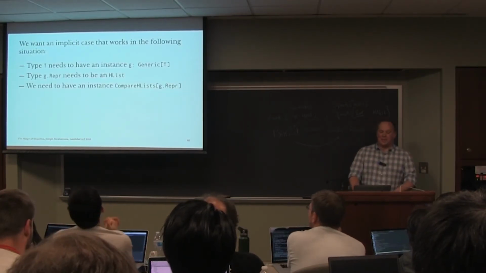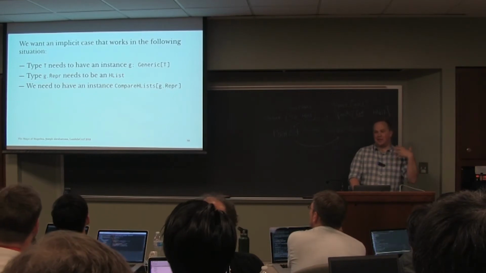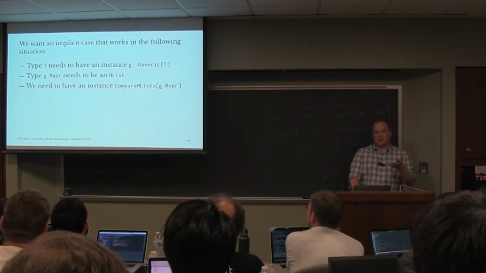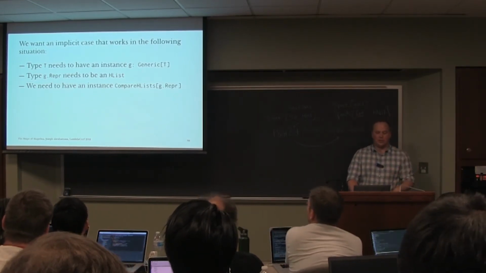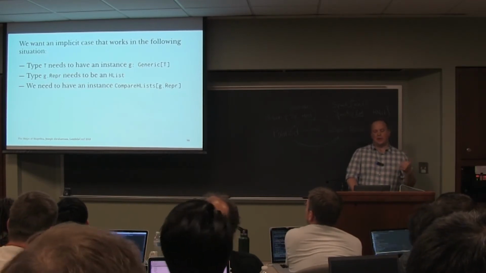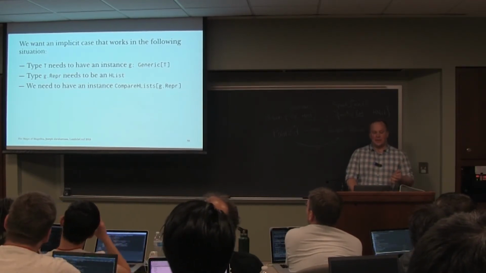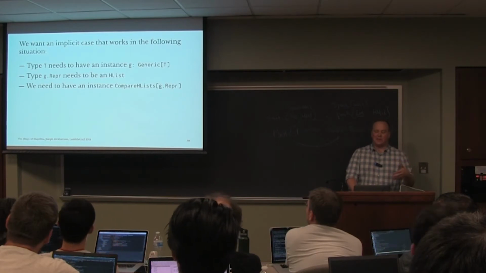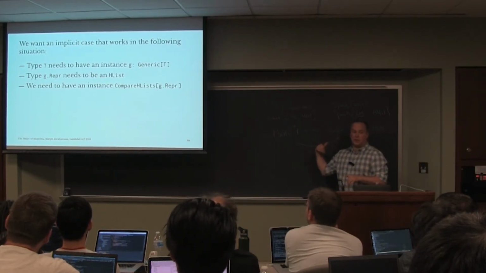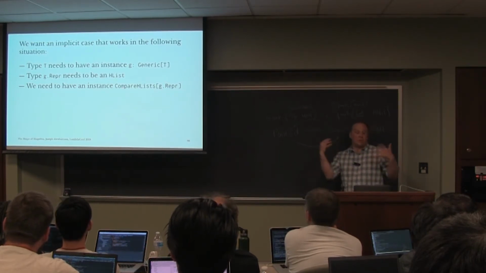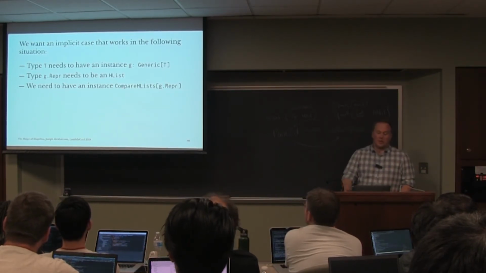The implicit case needs to ensure that T has a generic instance, right? So it's going to look for an implicit generic, call it G. It needs to ensure that g.repr is an H-list. And we need to make sure that we have an implicit instance of compare H-list for that g.repr. That's the thing that we just wrote in that function definition over there that doesn't work. We just need those three things to live.